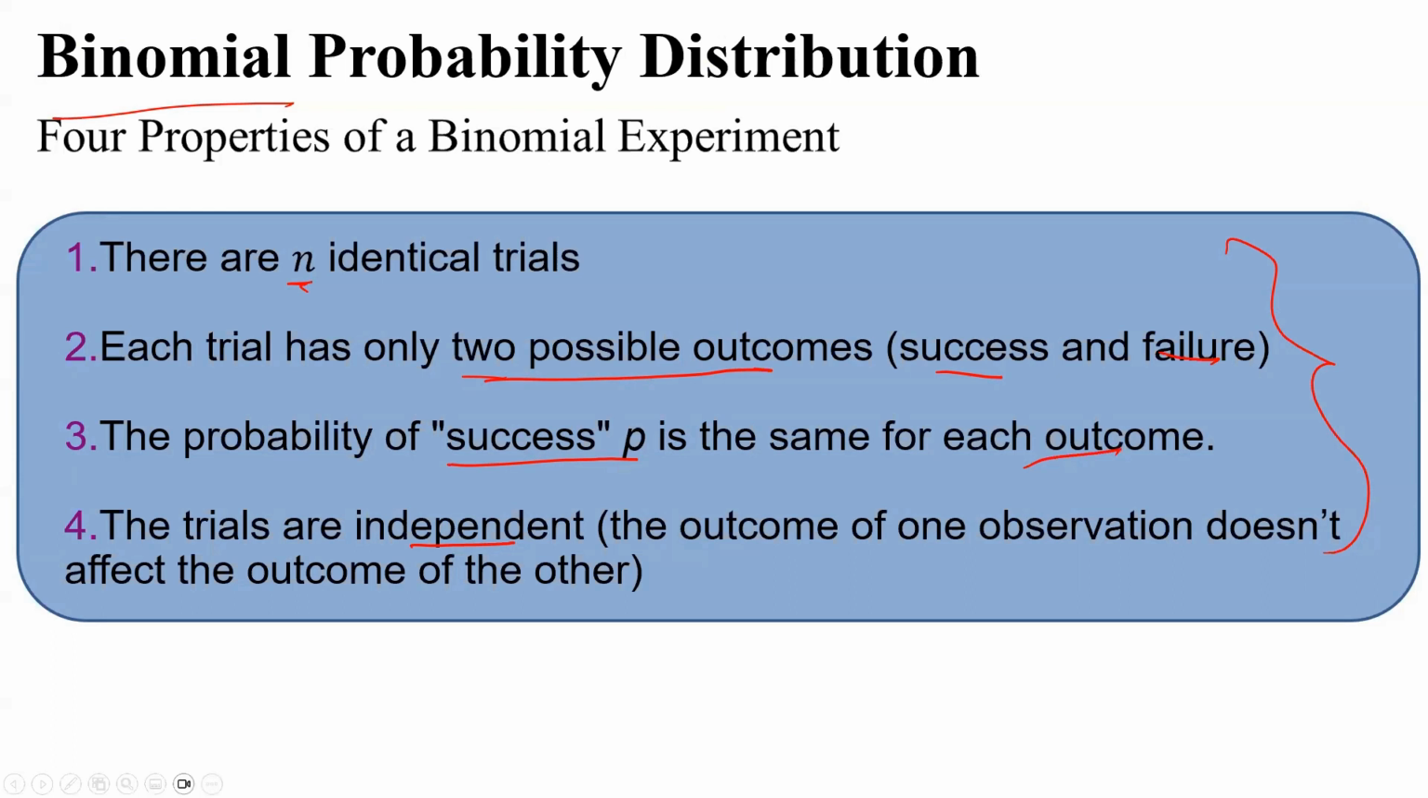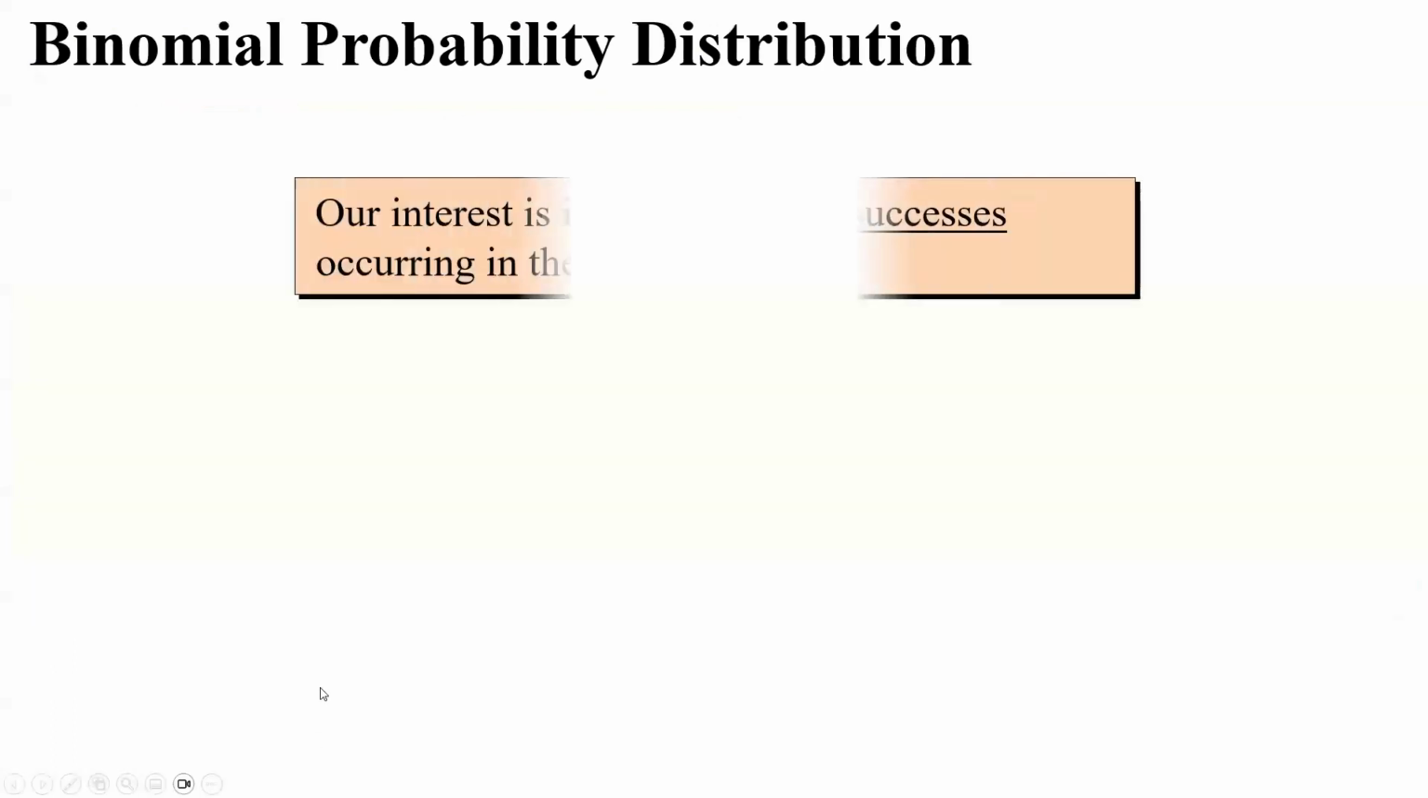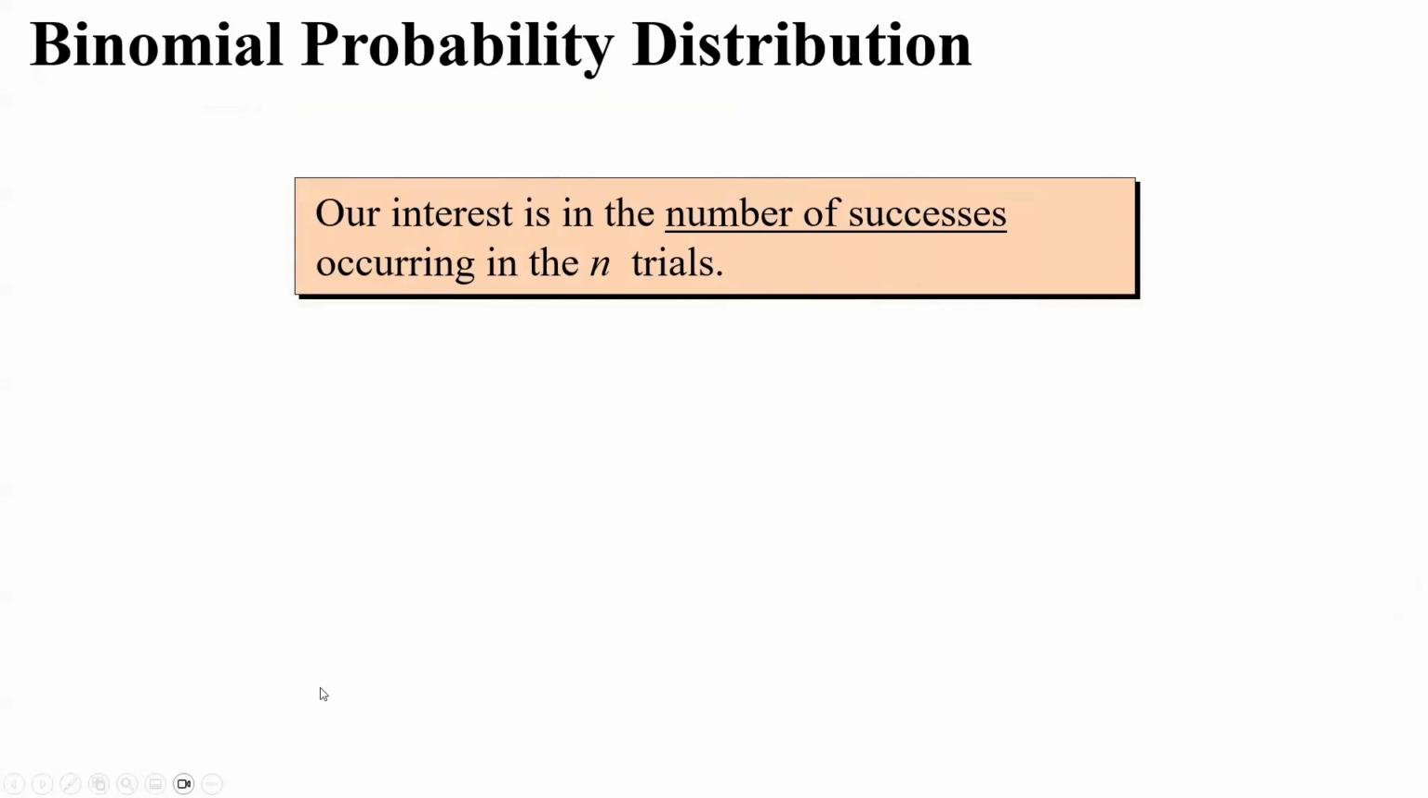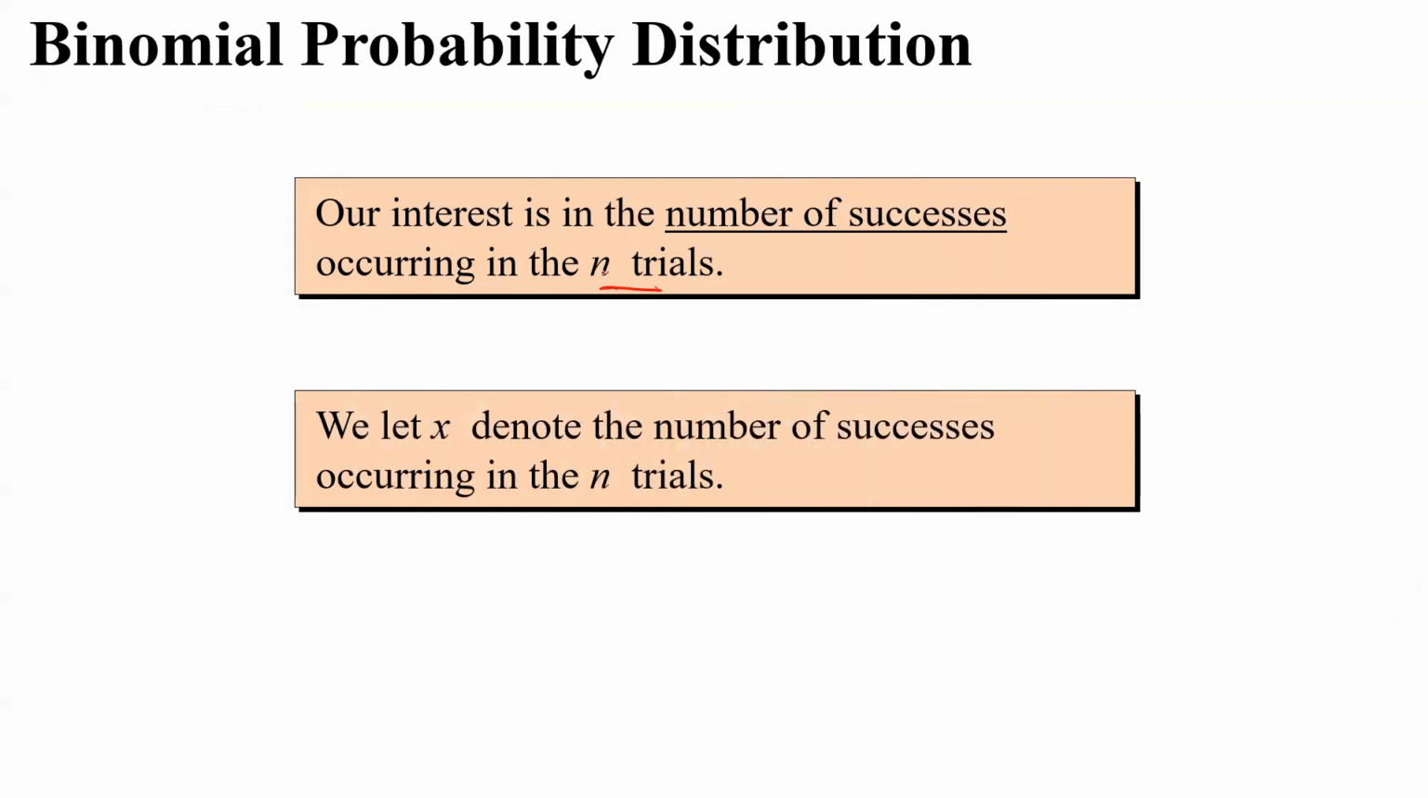Okay, moving on. Now we're going to look into the number of successes occurring in the n trials. This is what we're going to focus on in the binomial expression. We let X denote the number of successes occurring in the n trials.